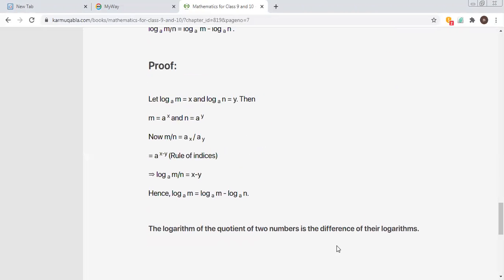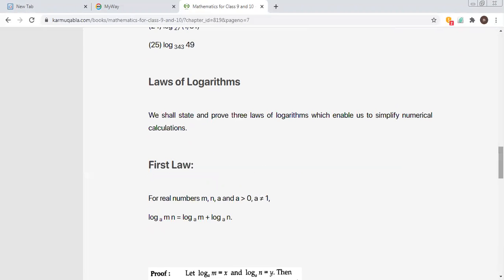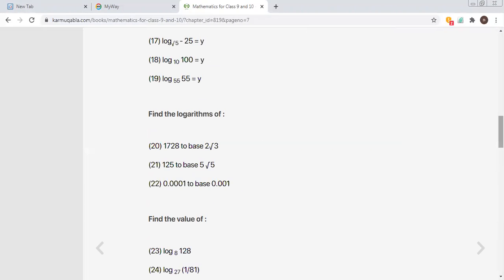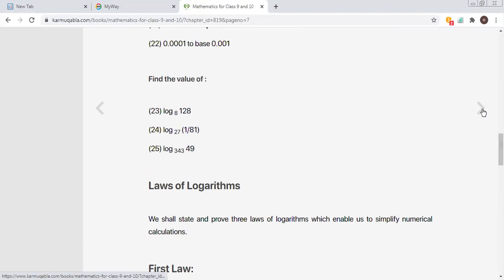Yes, miss. You can say that the logarithm of the quotient of the two numbers is the difference of their logarithms. Or you can say the logarithm of the fraction of the two numbers is the difference of their logarithms.